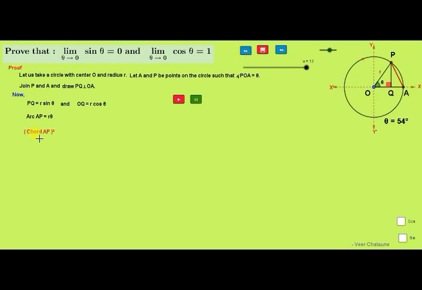Then we know that chord AP, or PA, both mean the same. AP squared is, according to the Pythagoras theorem, PQ squared plus QA squared. Okay, so look at here.